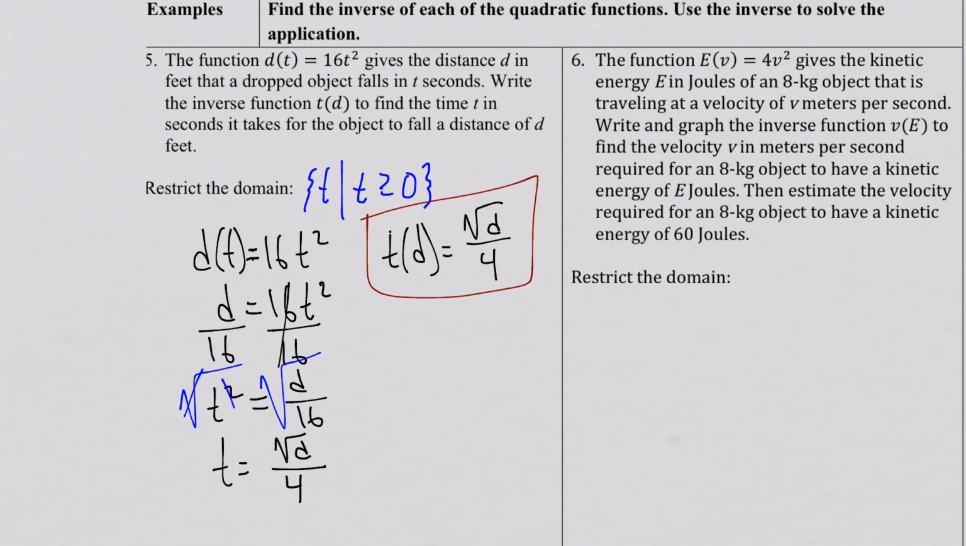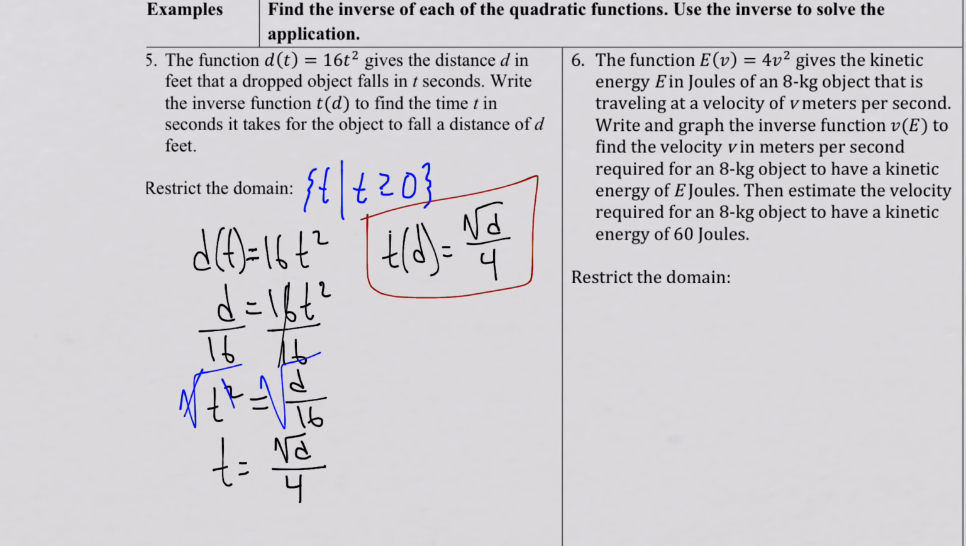Notice, once again, that I did not flip the t with d, right? We didn't reverse them with each other, right? For real-world applications, this is good enough. Okay. It says write the inverse function to find the time in seconds it takes for the object to fall the distance of d feet. You're done. That is it.